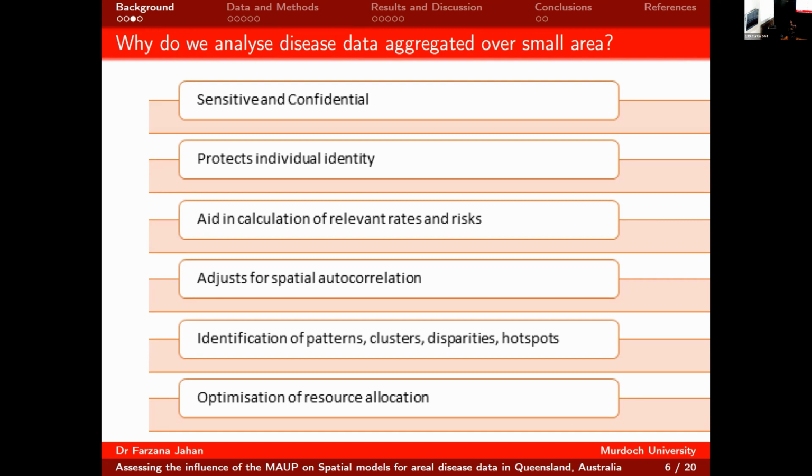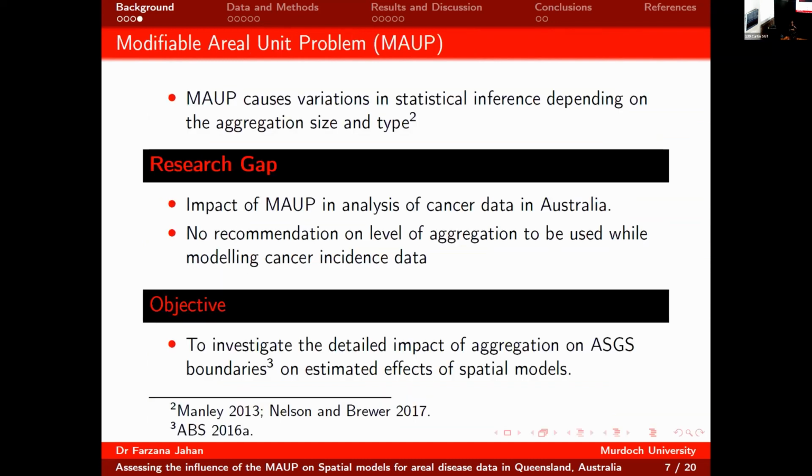But whenever I go and present some spatial aerial modeling to any audience, the most frequent question I would say is, how does your inference change if you change the boundary level of aggregation? And it could change. And that's the topic I'm interested to talk about today. It's called the modifiable aerial unit problem, or MOP. So MOP is the problem that happens if you change the aggregation boundary.